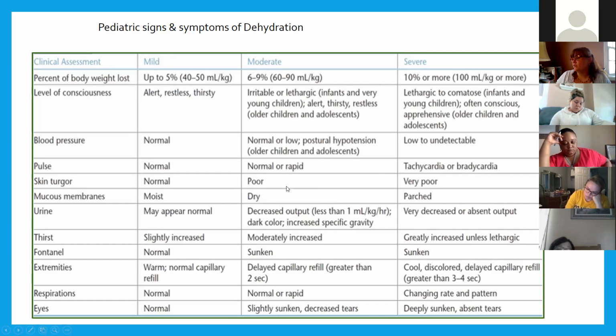Their skin turgor becomes poor. Their mucous membranes become dry. Their urine output will get a little dark. Their thirst is moderately increased. Their fontanelle will become sunken.